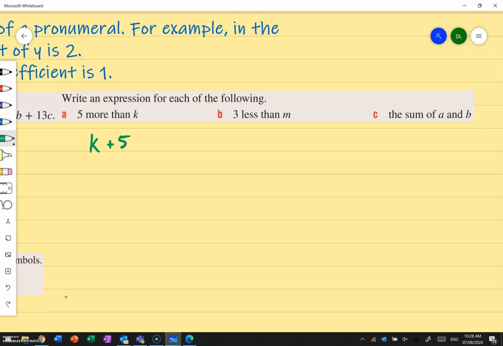Let's go ahead and do a similar step, except I'm not going to replace it with a number. So I've got 3 less than m. So I'm thinking, well, I've got to start with m, and I've got to take away 3, because it's 3 less than m. So I'm going to say m, take away 3. Too easy. Let's keep going. So the sum of a and b. So I'm thinking, well, the sum means plus, right? The sum means plus. So the sum of a and b is just a plus b. So it's a similar idea to what we're using in terms of just arithmetic, except we're using letters to replace the numbers.